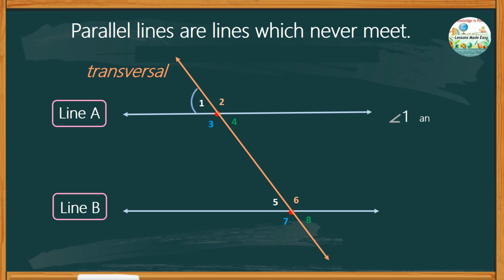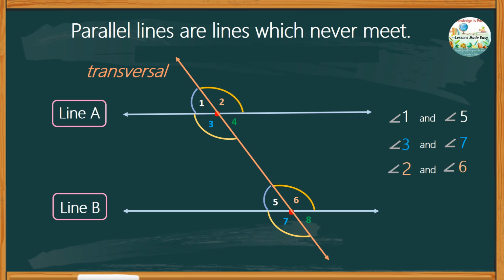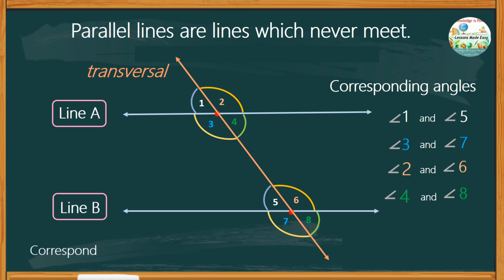Angle 1 is paired with angle 5, and angle 3 paired with angle 7. On the other side of the transversal, we have angle 2 paired with angle 6, and angle 4 paired with angle 8. These pairs of angles are called corresponding angles, and corresponding angles are always equal.